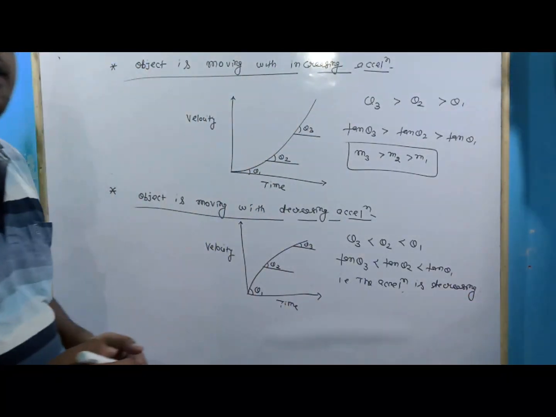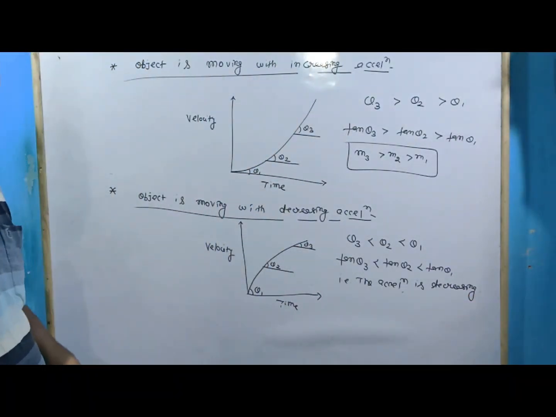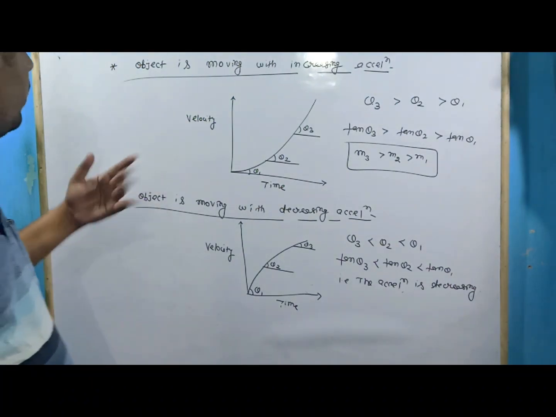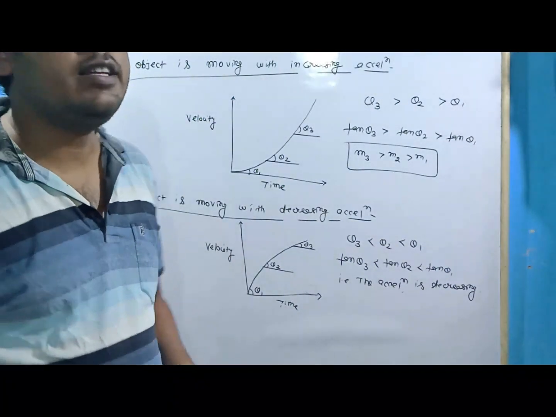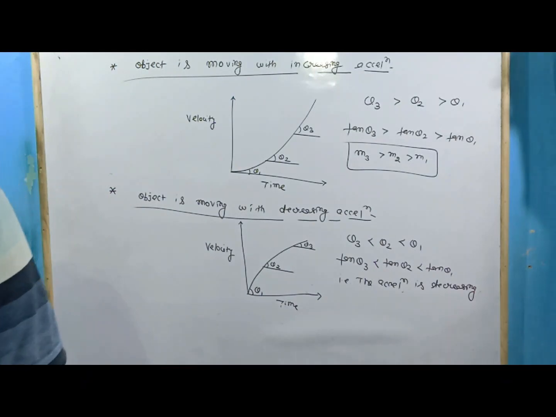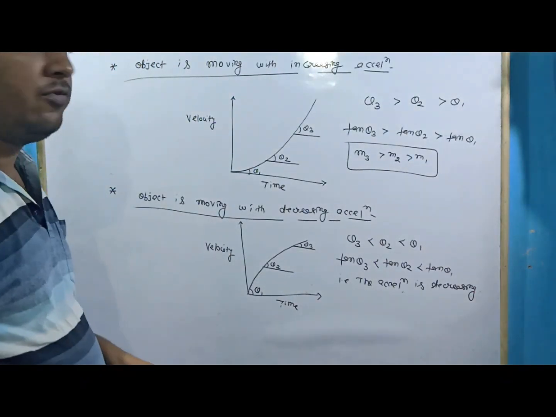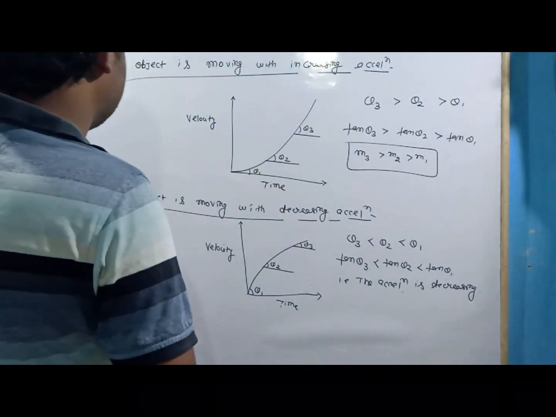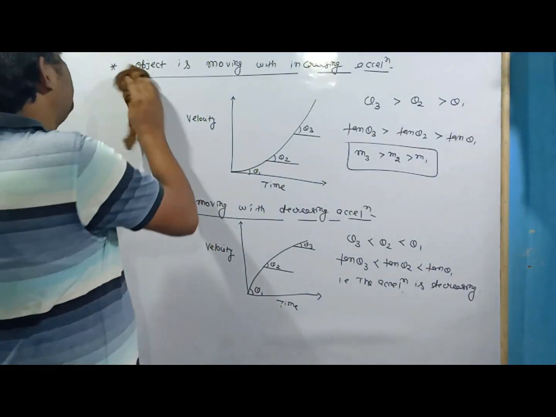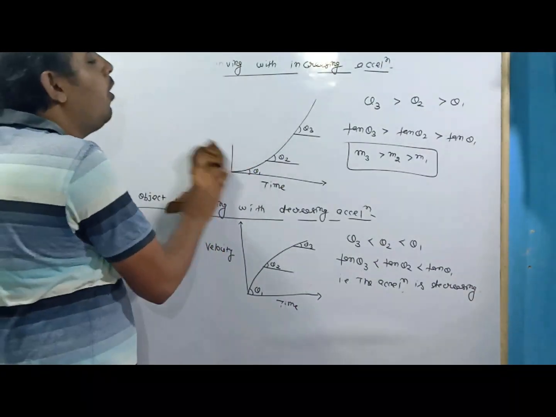This shows that the acceleration of the object is decreasing with time. So that is the case of the object which is moving with a decreasing acceleration. Fine. So these are some cases where we draw the graphs of objects.